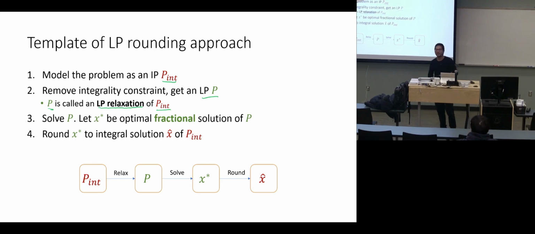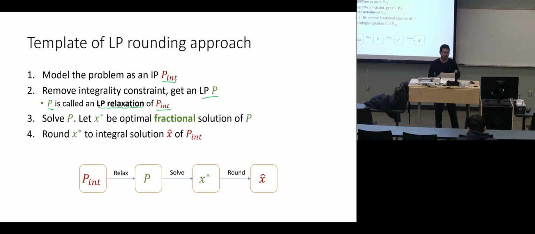But once you get an LP, you can solve it now. So let's just solve that. And let's say that X star is an optimal fractional solution of this LP. So it's a fractional solution, not yet what we want. So at the last step, you need to round this fractional solution to get the integral solution, and we call it X hat for your original solution.